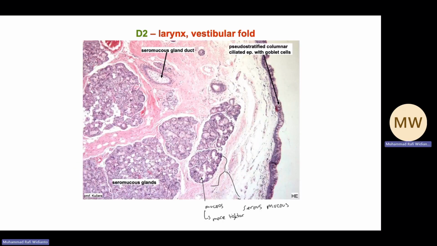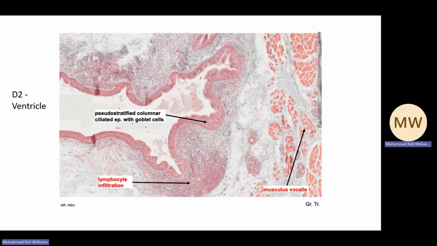Here's just a closer view of the ventricular fold of the larynx. You can see the serous mucous glands, stained in HE. Here is the ventricle, a closer view. You can also see that there is lymphoid infiltration, which helps in immune defense of the upper respiratory tract.